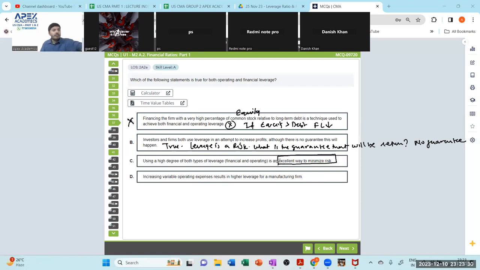एक मंगा मोमबत्ती लगा दे मेरे माथे पे और केक समझ के मेरी गर्दन काटता है. 2 3 4 घंटे से चिल्ला रहा हूं. लीवरेज इज अ वे ऑफ मैक्सिमाइजिंग रिस्क. तुम लोग बोल रहे हो मिनिमाइजिंग रिस्क. व्हाट रबिश. Increasing variable operating expenses results in high leverage. Mad or what? Increasing variable operating, it lowers the degree of risk.